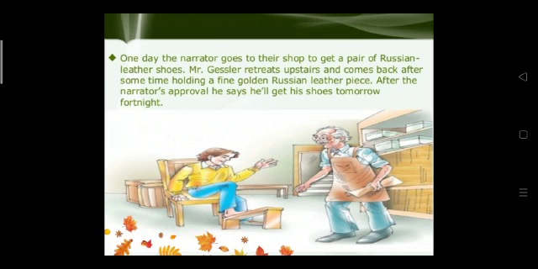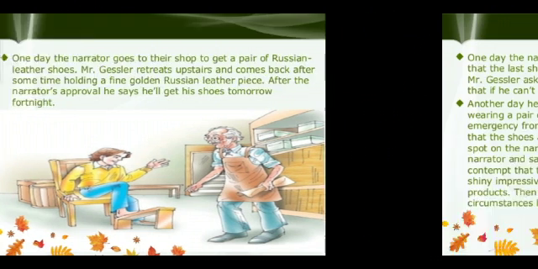One day the narrator goes to the shop to get a pair of Russian leather shoes. Mr. Gessler retreats upstairs and comes back after some time holding a fine golden Russian leather piece. You can see in the picture. After the narrator's approval, he says he will get these shoes tomorrow fortnight.